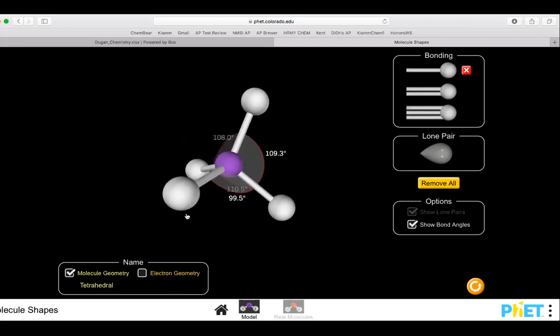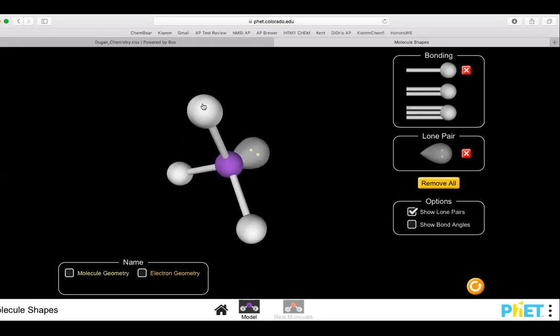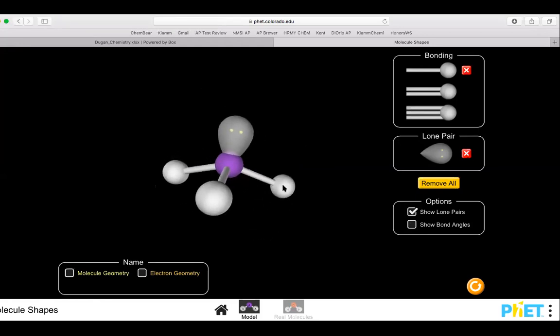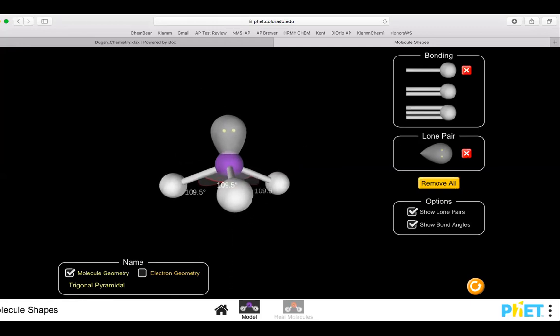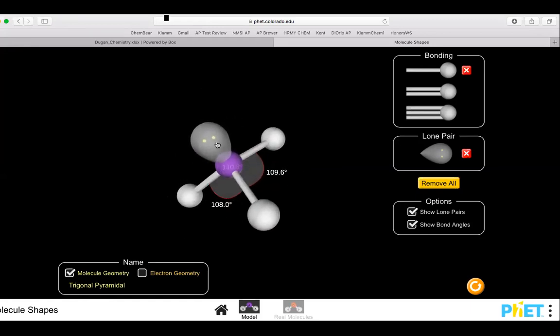Okay. Again, I can now remove one of these single bonds and put in a lone pair. What shape is this now? Trigonal pyramidal. And what's our bond angle going to be? Less than 109.5. I don't know why it's showing it as 109.5. It's not. It's less than 109.5.